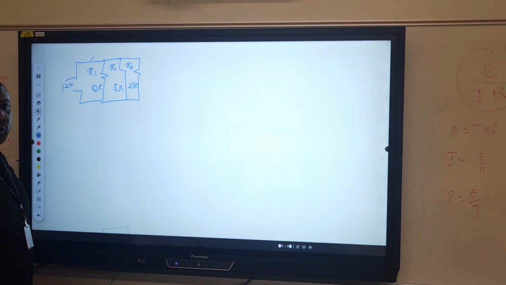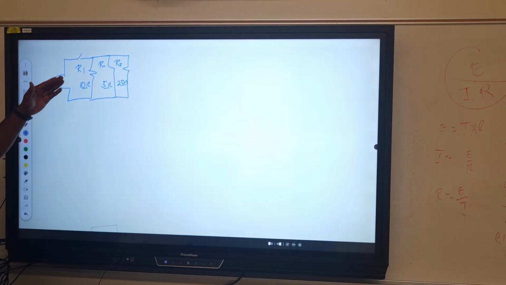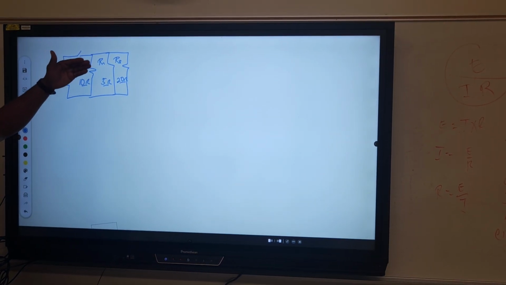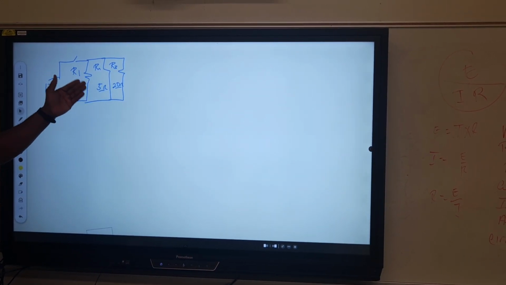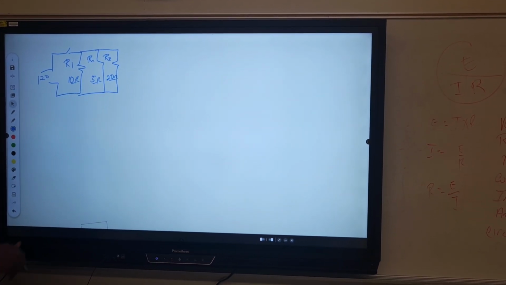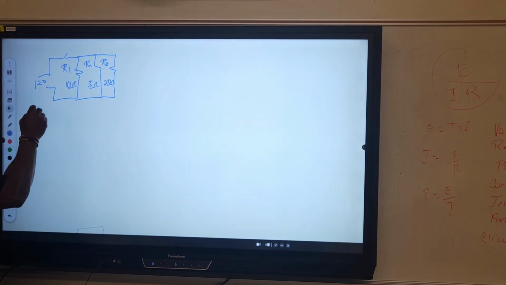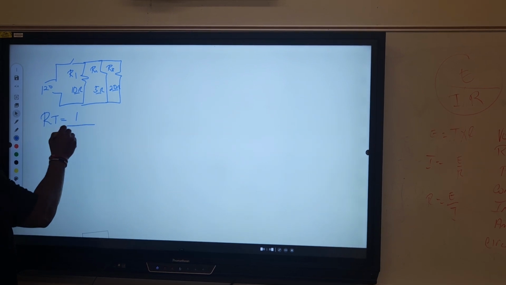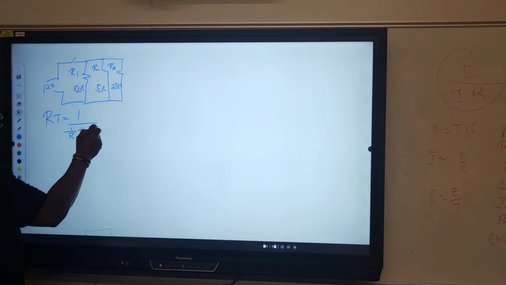So the first thing we're going to do, guys, is find the RT. All right. The differences between a series circuit and a parallel circuit: a series circuit has one path for current to flow. A parallel circuit has multiple paths. So this one has 3 paths, right? So the first thing is we're going to find the total resistance. RT is equal to 1 over 1 over R1 plus 1 over R2 plus 1 over R3.